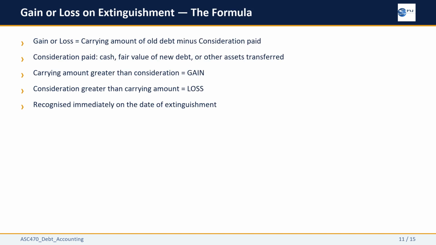The formula itself is straightforward. Take the carrying amount of the old debt, the net figure you just calculated, and subtract the consideration you paid to retire it. If you paid cash, that is the cash amount. If you exchanged for new debt, you use the fair value of the new debt. When the carrying amount is higher than what you paid, you have a gain. You settled the obligation for less than it was worth on your books. When you paid more than the carrying amount, you have a loss.